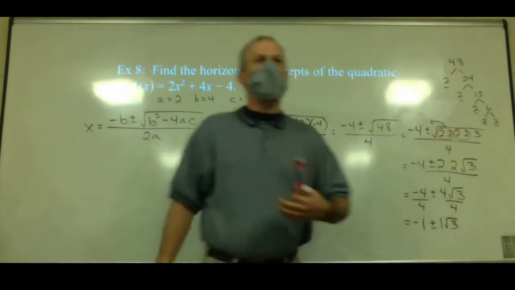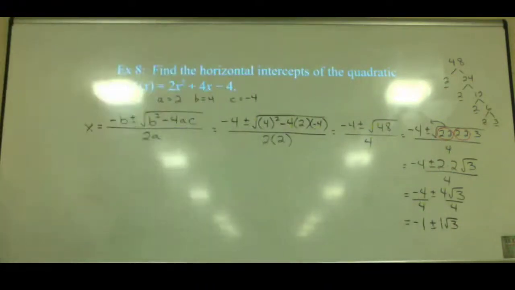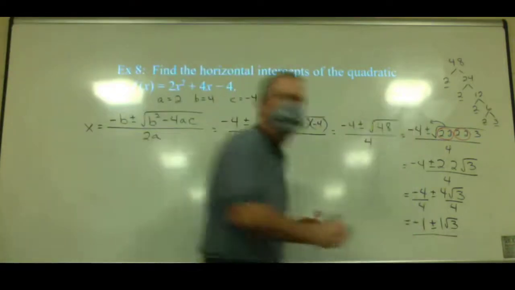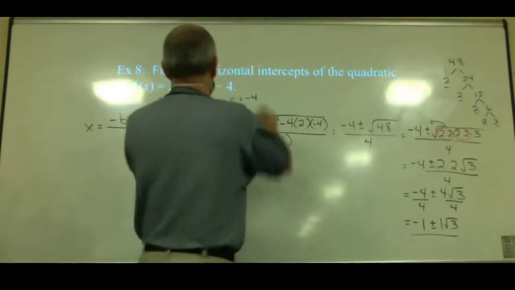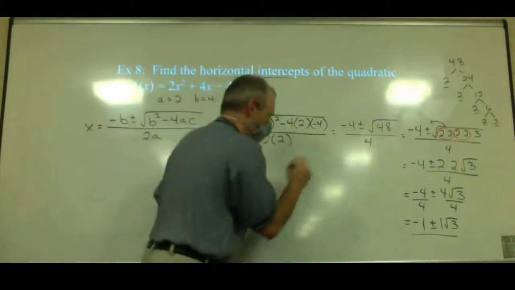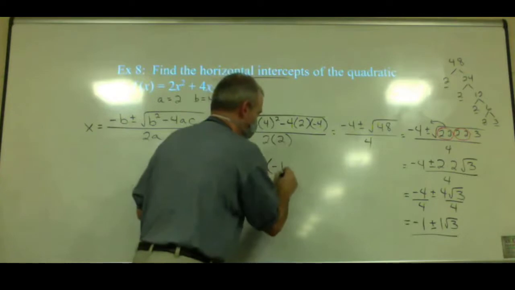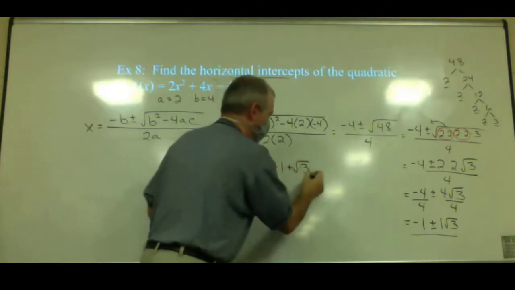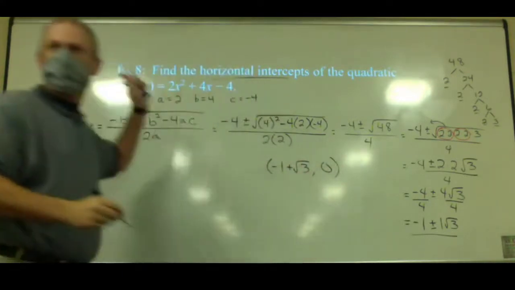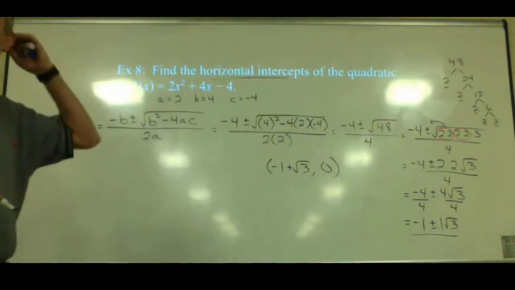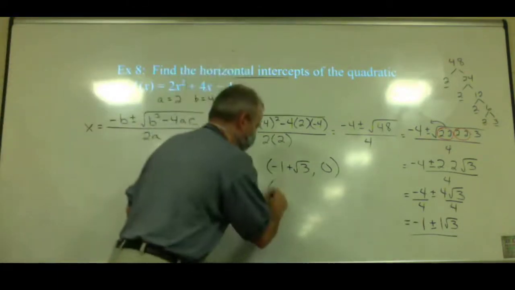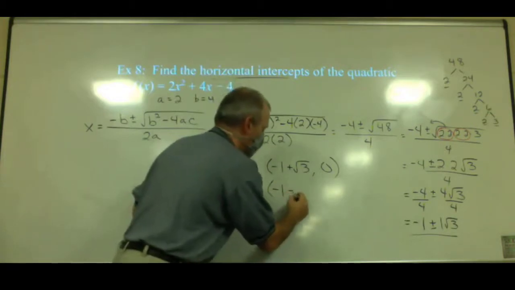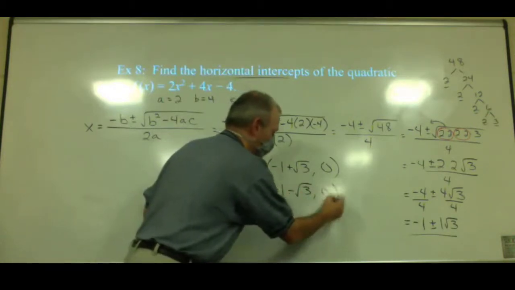Now we don't really need the 1, because 1 times the square root of 3 is just going to be the square root of 3. Just like 1 times 5 is 5, or 1 times 2 is 2. So here's what this means. We're done, except we want to write down our answer. So we're finding the horizontal intercepts. One of the intercepts is -1 plus the square root of 3, and then the y value is 0. Right? That's what we did way back at the beginning. We put in a 0 for the y. The other one is -1 minus the square root of 3, comma 0.